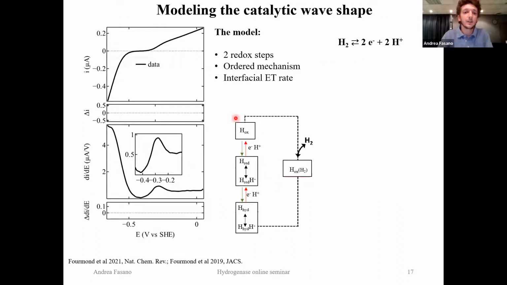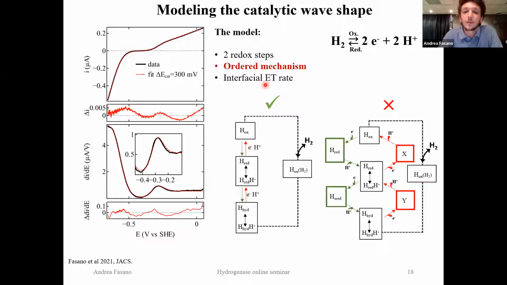To answer these questions, we can model the catalytic wave shape of tamides, which is what I'm showing here, and its first derivative at the same time, because there is more inflection in the experimental data that is very hard to see, and they are much more pronounced in the derivative. The model we use contains two redox steps, contains the assumption of an ordered mechanism, like this one, and fits also the rate of interfacial electron transfer.